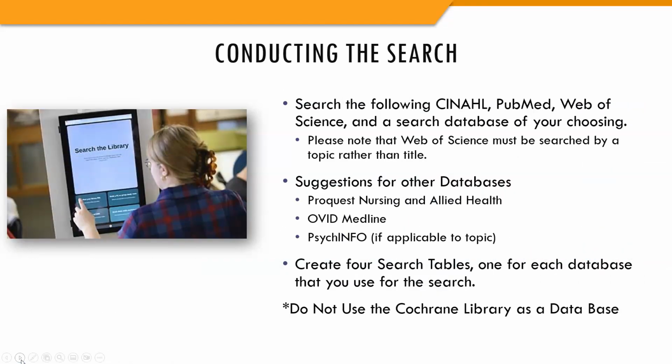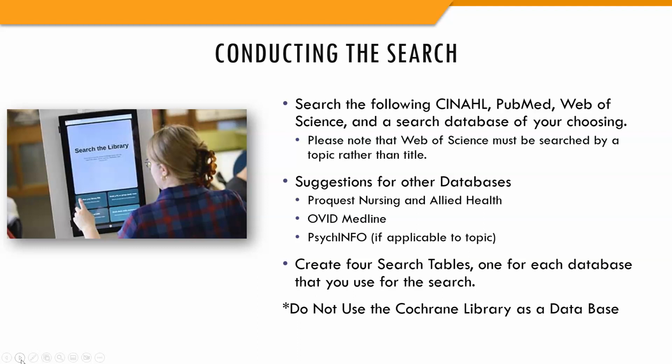Now, when you're conducting this search, a few tips here. Search the following. This is required: CINAHL, PubMed, and Web of Science, and then also a search database of your choosing. Please note that when you're using the Web of Science, it must be searched by a topic rather than a title. Now, suggestions for other databases that you may decide that you want to select from. So you may decide to use ProQuest Nursing and Allied Health, or Ovid Medline, or PsycInfo. Now, only if PsycInfo is applicable to your topic.